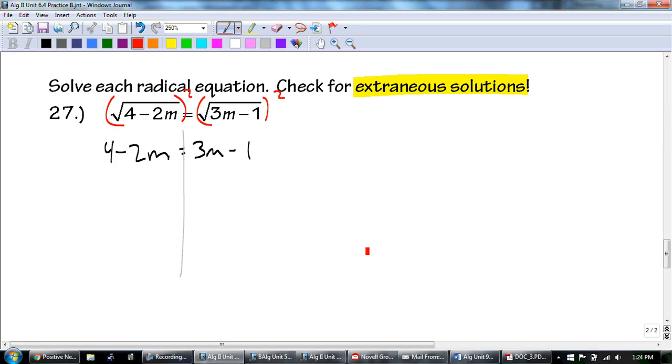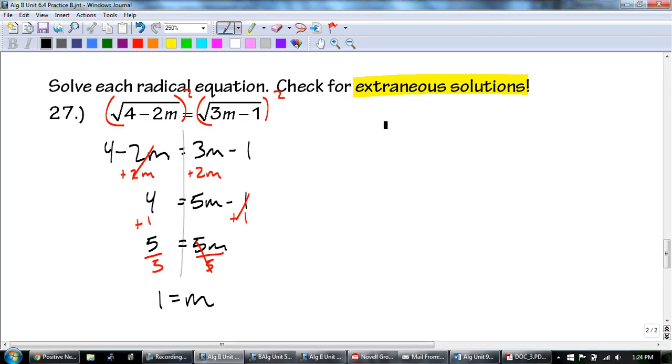So now I want to get, or solve, so I want to get my variables to one side. 3 plus 2 is 5, so I have 5m minus 1. Add 1 to both sides, so we get 5 equaling 5m. And then the last step is to divide by 5. 5 divided by 5 is 1. Now, I can't call that my answer yet because I need to check it.